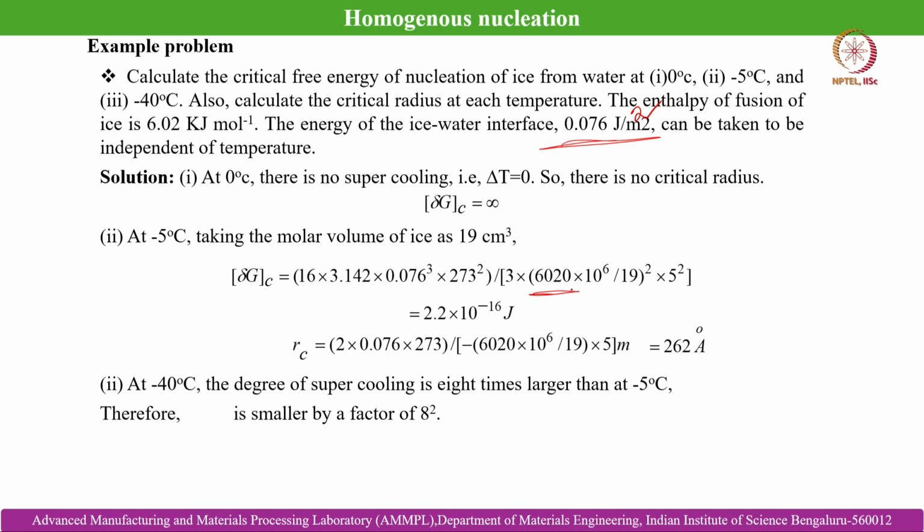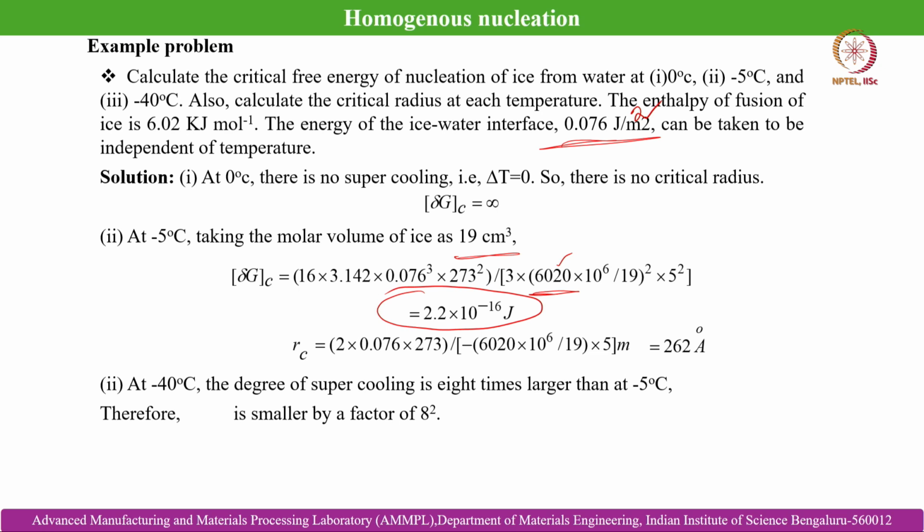And because the molar volume is 19 cm cube, we need to convert it to meter cube, so we multiply by 10 to the power minus 6. That goes at the top and gets multiplied with 6020. Then, into 3 into delta H square into delta T square, where delta T is the undercooling, that is 5 degree centigrade, so 5 square. Finally we arrive at the value of the critical free energy change as 2.2 into 10 to the power minus 16 joule.